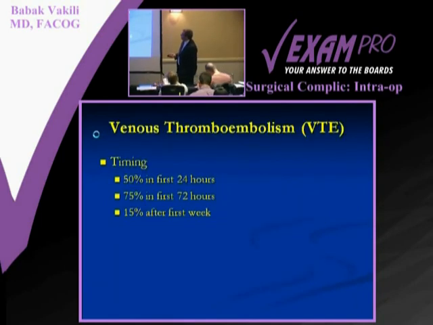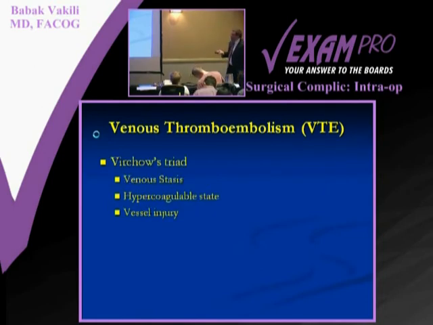Venous thromboembolism. That's the next post-op complication. 50% of your venous thromboembolic events will occur in the first 24 hours, 75% in the first 72 hours, 85% in the first week. Okay? Prevention is the key to venous thromboembolism. All right? Virchow's triad, from step one of your boards all the way through your written OBGYN boards, this question gets asked. Okay? This is just know it. What else to tell you? Just know it.